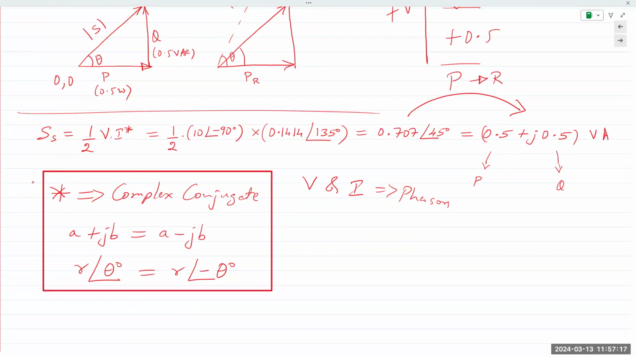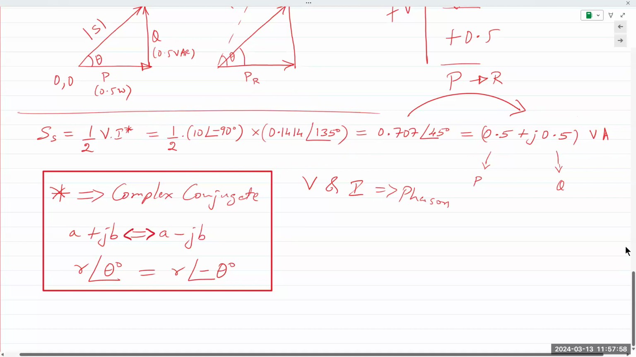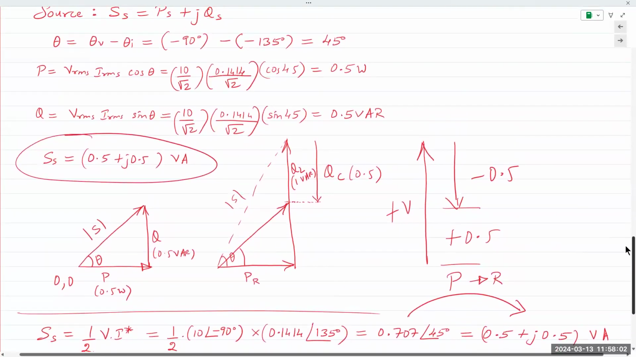And complex conjugate simply means you're flipping it around the real axis. Okay, A plus JB becomes A minus JB and vice versa. And R with the angle of theta becomes R with the angle of minus theta. So the complex conjugate of I is simply 0.1414 with a phase angle of plus 135. We found I as minus 135. Now it is plus 135. Simply perform the math and you get the exact same answer. No different. So 3 different approaches, 3 different sets of equations to find the exact same answers.